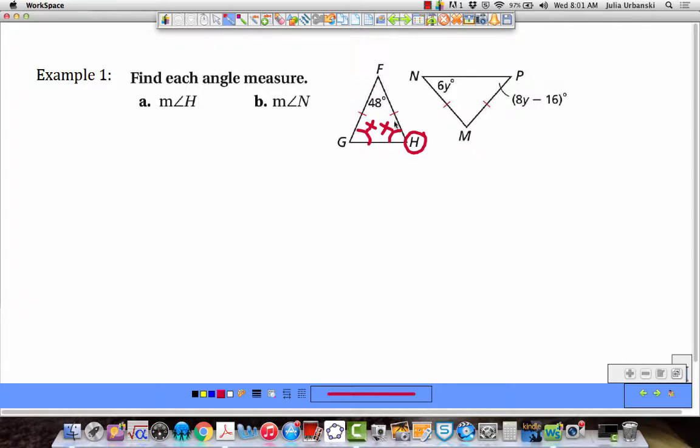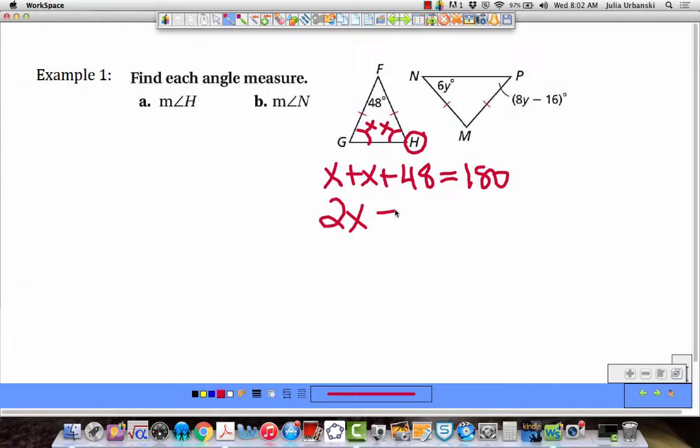Excellent. These three angles equal 180. So X plus 48 equals 180. Some of you would probably just take 180 minus 48 and then divide by 2. That's okay, but I'm going to write it out as an equation. So subtract 48 from both sides.